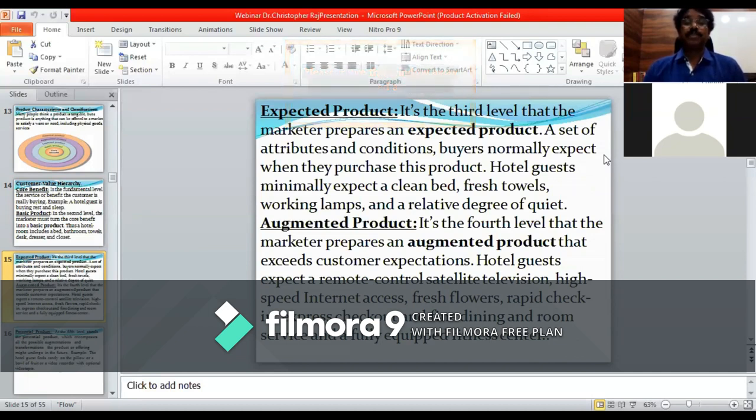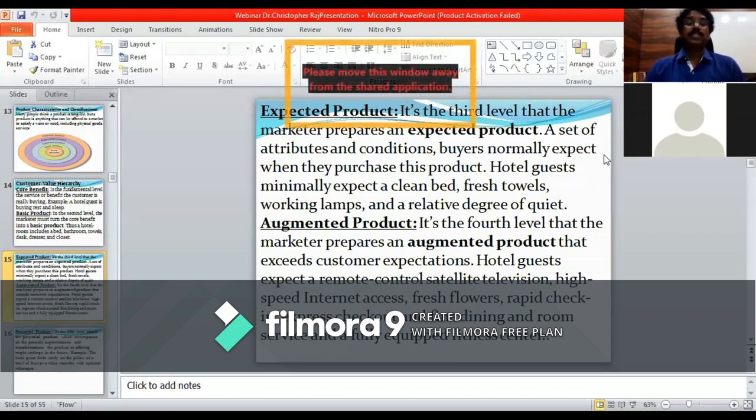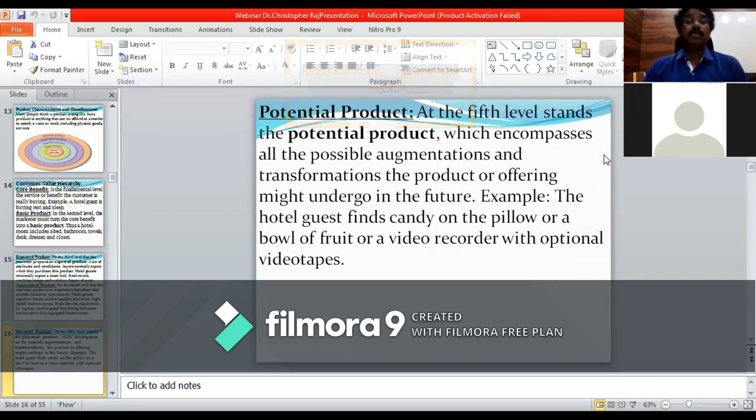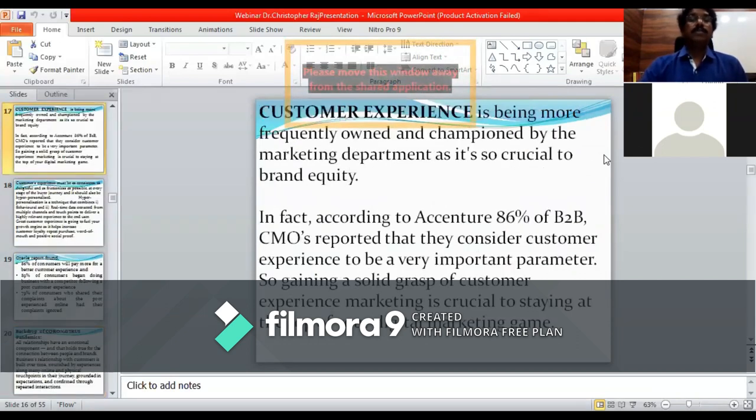And coming to augmented products, which exceed customer expectations. Hotel guests expect a remote control, satellite television, high-speed internet access, fresh flowers, rapid exit and express checkout, fine dining room service, and a fully equipped fitness center. Coming to potential products, an example is a hotel guest finding a candy on the pillow, a fruit bowl, or a video recorder with optional videotapes. So these are the basic terminologies of marketing.